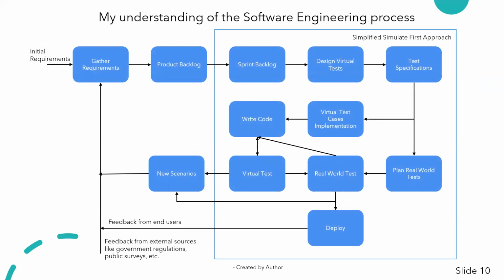So this is my understanding of the software engineering process. I have simplified the simulation first approach by assuming the validators are taken care of when implementing the virtual tests. Also, since the requirements for simulate first were already defined for the DARPA challenge, we did not see a feedback from any of the tests there. While testing, there's a good chance we can encounter new scenarios that we need to take care of, and hence appropriate feedback is required. Also, feedback from end users, the government, etc., is very important and needs to be factored in.